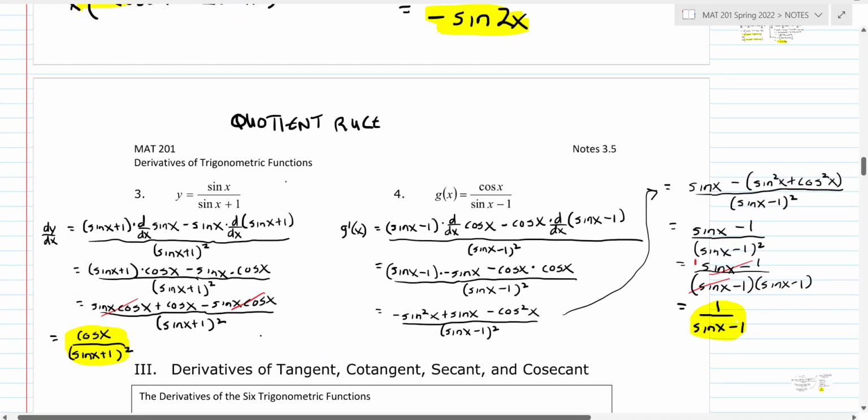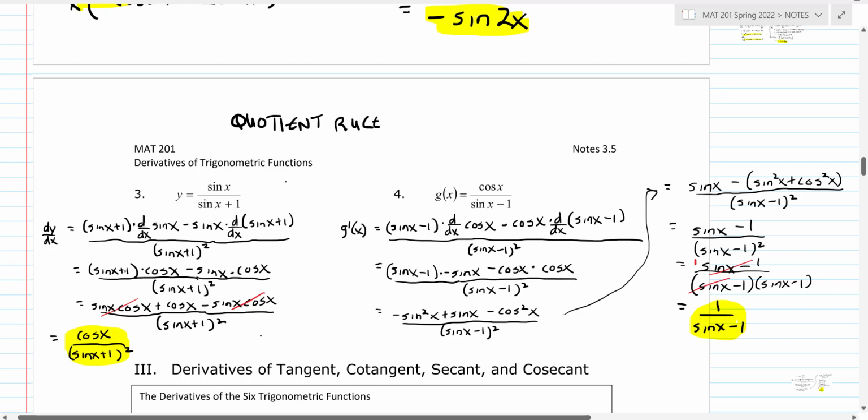Okay, so number 3, I got cosine x over sine x plus 1 to the second. You really can't take that any further. Don't need to. You could FOIL out the bottom. Just really wouldn't make anything any simpler. So I think that's just good to leave alone. Okay, these problems on this page are using quotient rule. So I do the bottom times derivative of top minus top times derivative of bottom over the bottom squared.